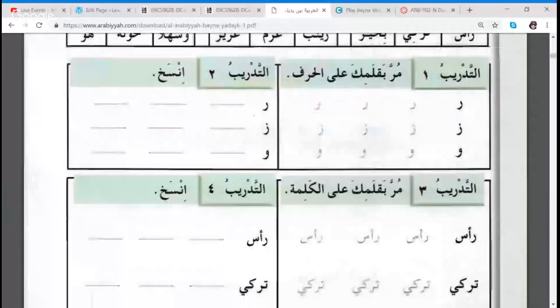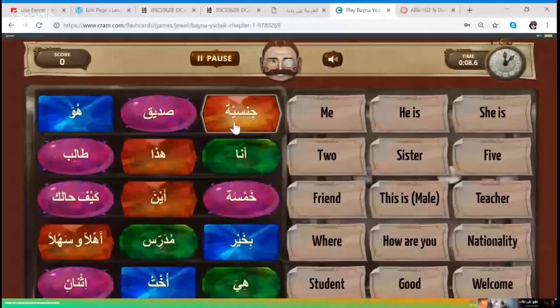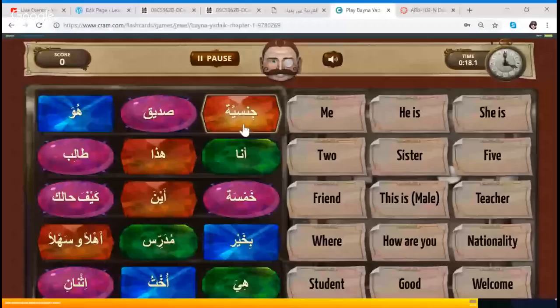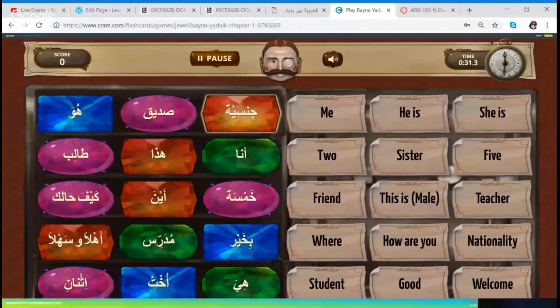Let me take you here and play a little game. Look what my cursor is. Read the word and then find the match. Okay, I don't see the screen yet. Okay, here's my cursor. Jinsiatun. Good. What's Jinsiatun mean? Nationality. Good.